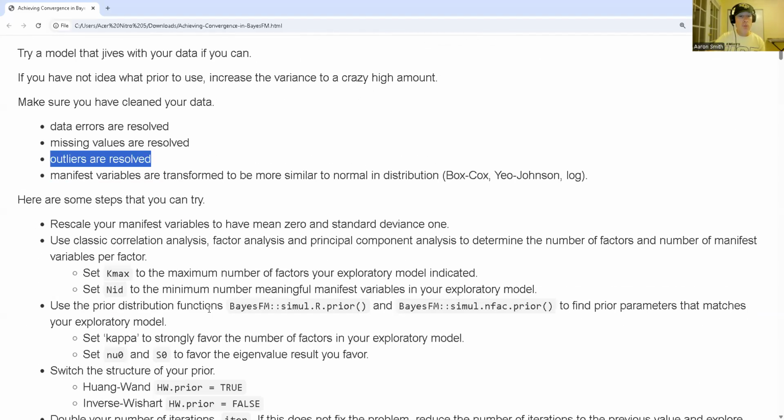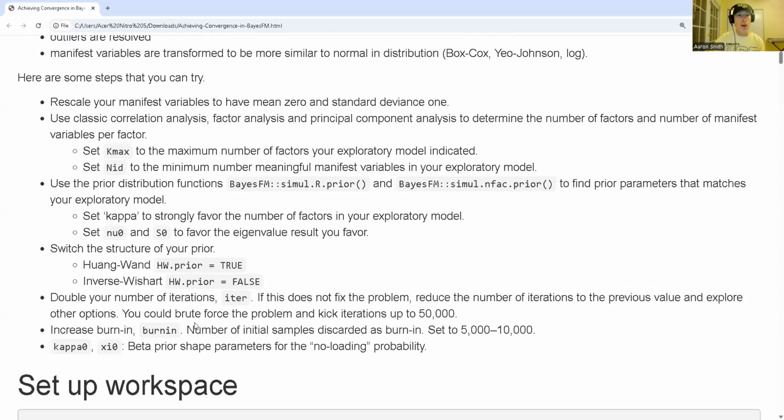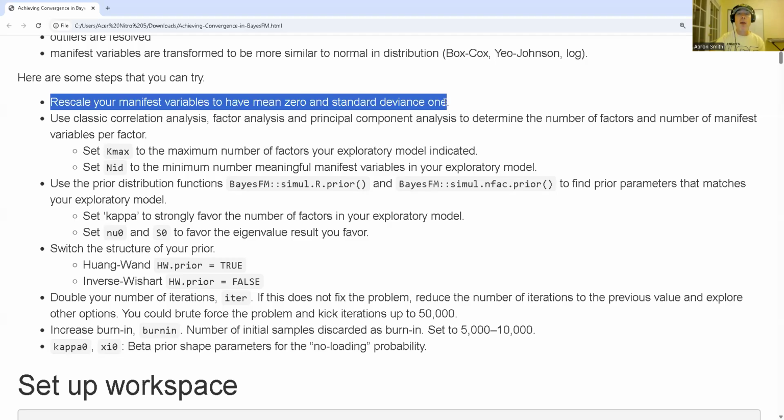All right, so now here are some other things that we can try to get our Bayesian factor analysis model to converge. First and foremost, rescale my manifest variables to have mean 0 and standard deviation 1. This will be especially important for the standard deviation 1. That's going to be the more important aspect of these two.